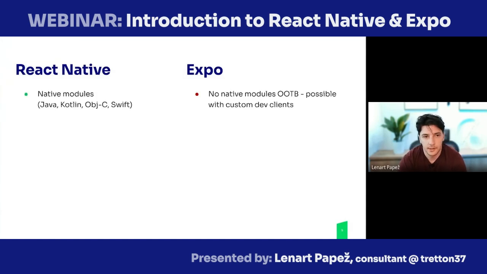So first things first, in React Native, we can use a lot of native modules whenever we need. With Expo, it used to be that no native modules were supported out of the box. But with their introduction of custom development clients, we can write our own native modules and include them in the custom dev client. So the pros and cons are getting, the line between them is getting blurred more and more with each passing month.